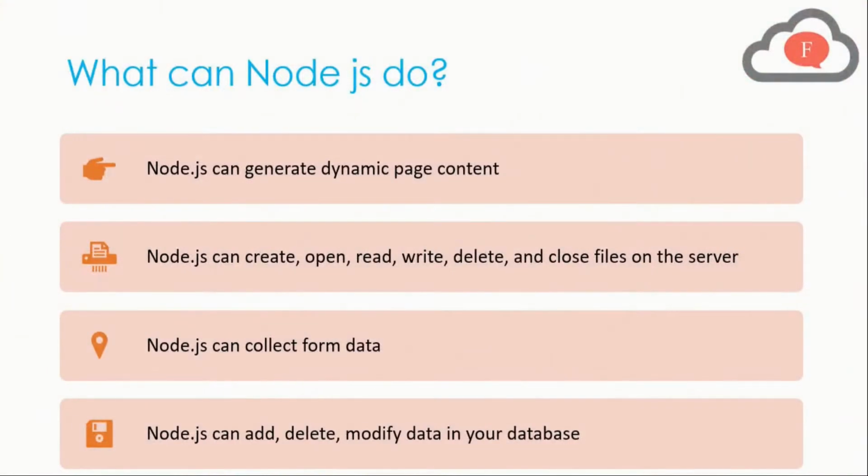Now, after knowing what Node.js is, what can Node.js do for us? It can generate dynamic page content, and it can create, open, read, write, delete, and close files on the server. It can also collect form data, and add, delete, and modify data in your database. This is basically what will help you in creating a custom visual for your Power BI. Now let's go back to the Internet Explorer and I will tell you how the installation works.